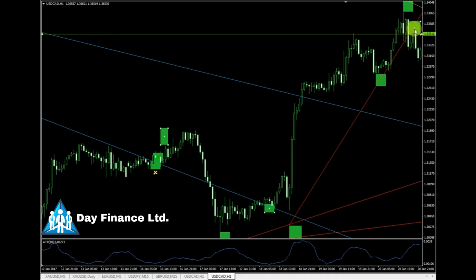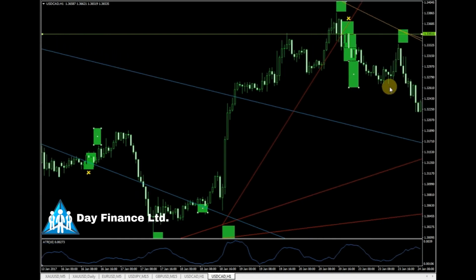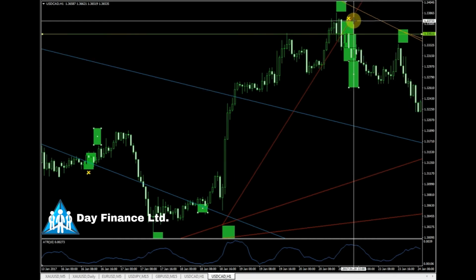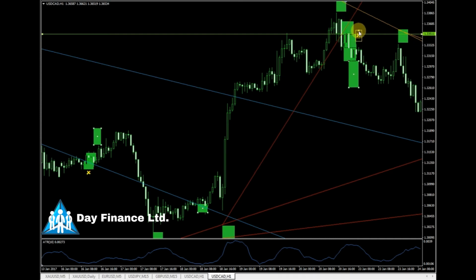So again, my first target will be this much, stop loss will be there, then I'll take the second target here, and my third target will be 4 times my stop, so it will be here. Of course, after the second target, I will put my stop loss here at the entry, plus 1 or 2 pips.